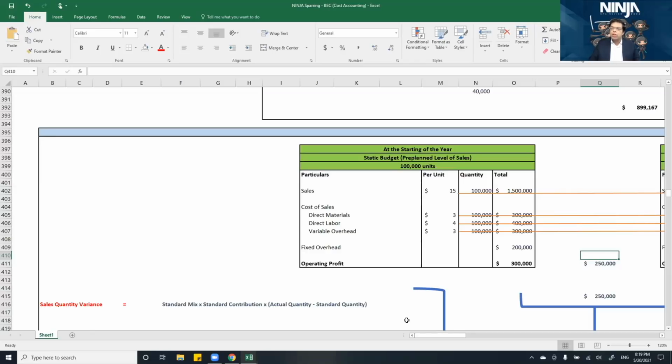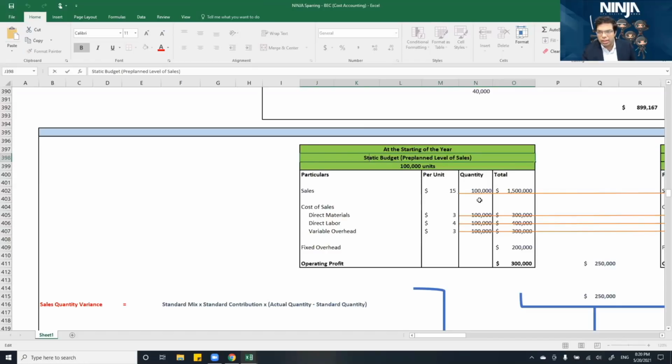Now, first of all, what is variance analysis? Variance analysis is nothing but a comparison between the budget and the actual figures. The comparison of budget to the actual figures is called variance analysis. Now, at the beginning of the year, let's just say our organization made the following budget. The budget which you make at the beginning of the year for one pre-planned level of quantity, that's your static budget.